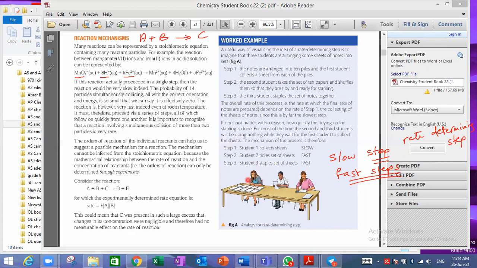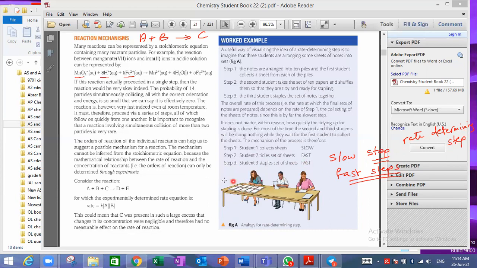work, that will she take, for example, 1 minute to collect the papers or 2 minutes. So the rate of these three students together depends on her. This is the slow step. The first step here is the slow step because it takes more time to happen. But these two other steps are fast steps. They will not take any time to tidy the papers or to staple them. They will not take time. But the whole method depends on the first student, which is the slow step or the rate determining step.